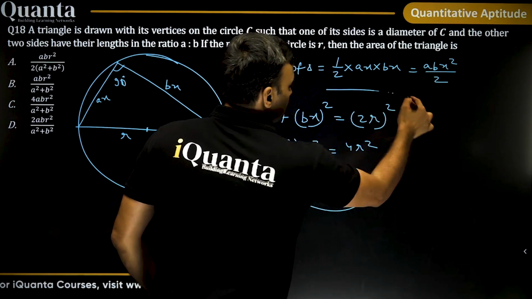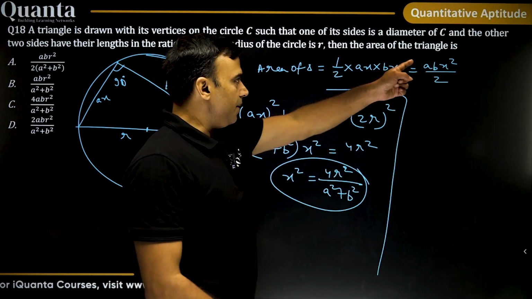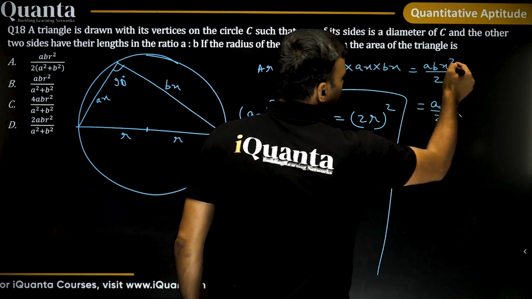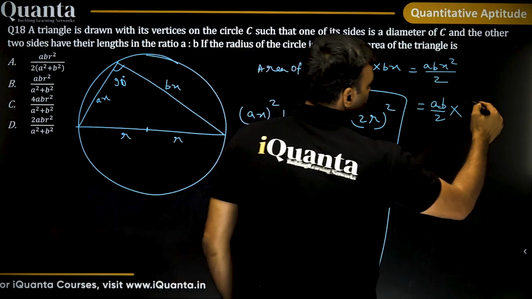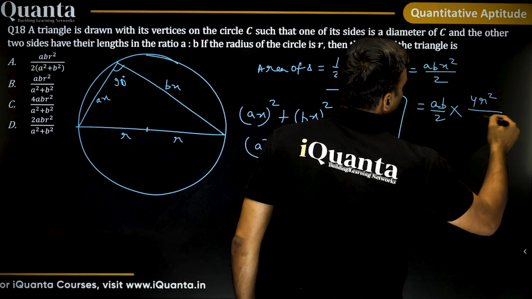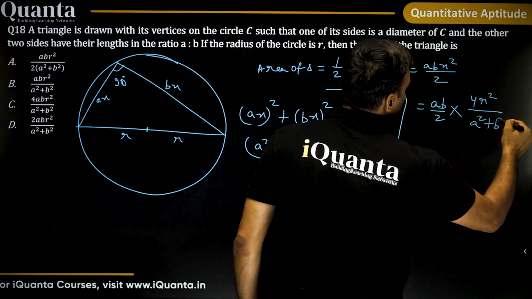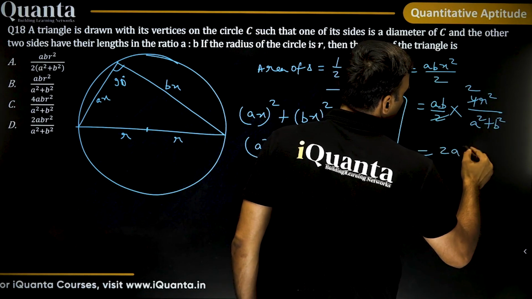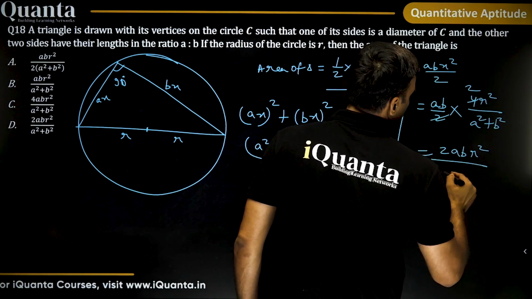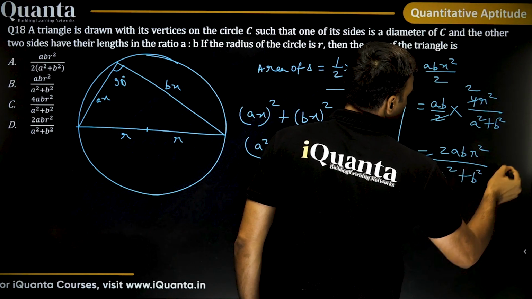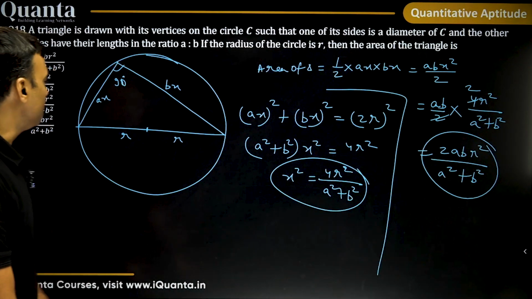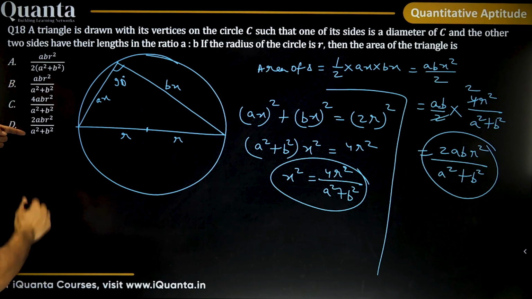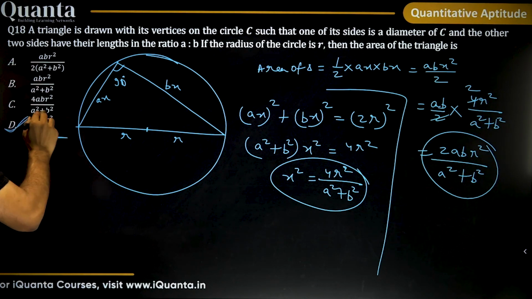So the required area will be AB by 2 into X square. X square is this entire item, that is 4R square upon A square plus B square. So what do we get? 2 cancels 4 two times. So we have 2AB R square divided by A square plus B square. Check if there is any option like this. 2AB R square, 2AB R square, 2AB R square. This one. Option D is the correct answer.